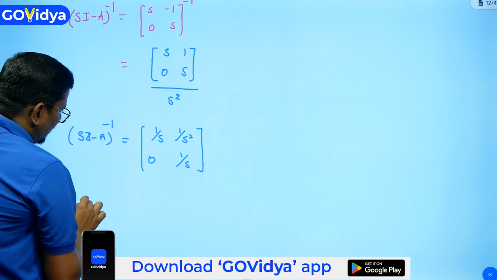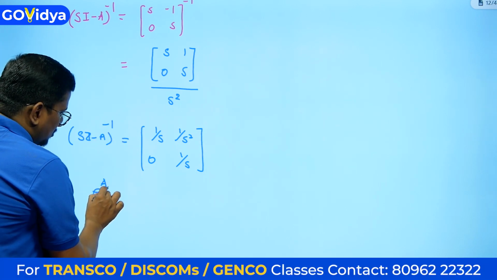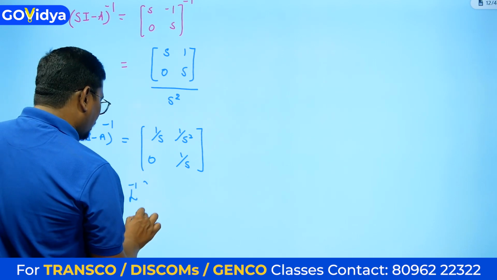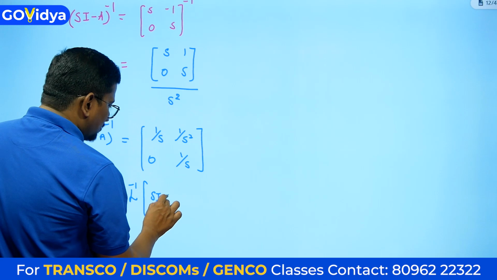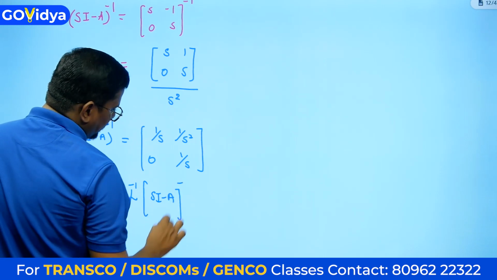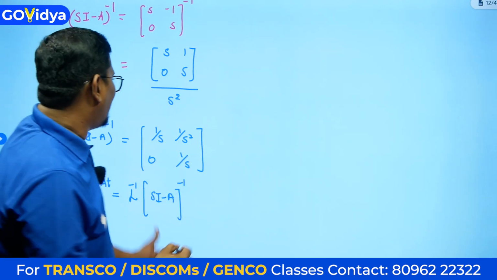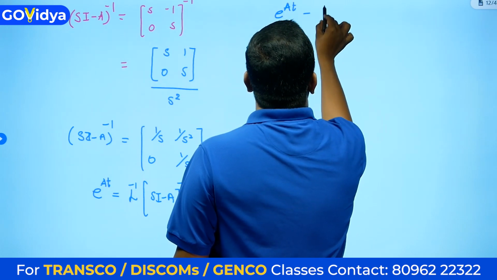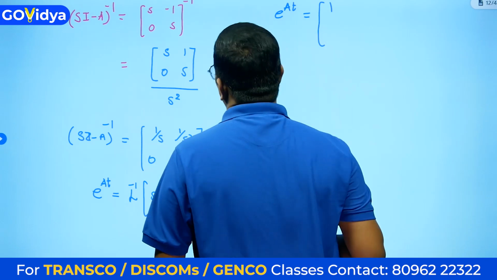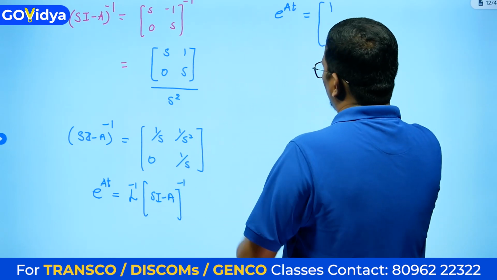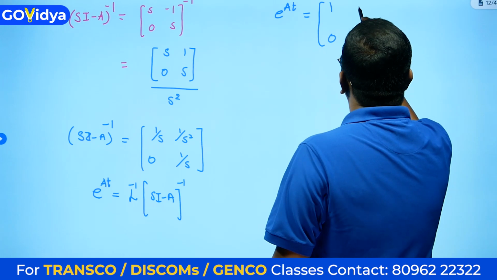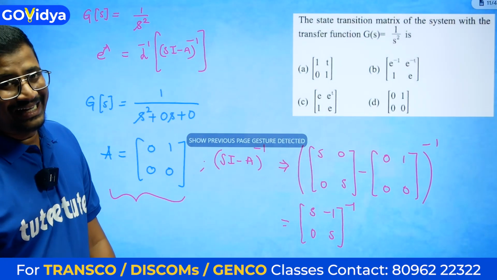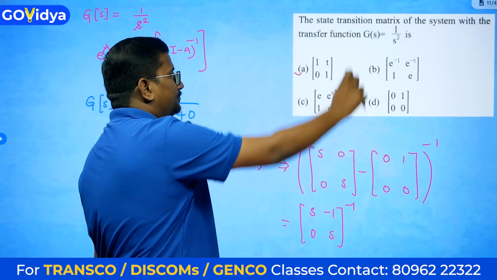But what do we need to calculate? The state transition matrix, e power At, which equals the Laplace inverse of (sI minus A) whole inverse. So what is its Laplace inverse? The inverse of 1 upon s is 1, 0 is 0, 1 upon s is 1, and 1 by s square is t. So just see which option: 1, t, 0, 1. This is the option.